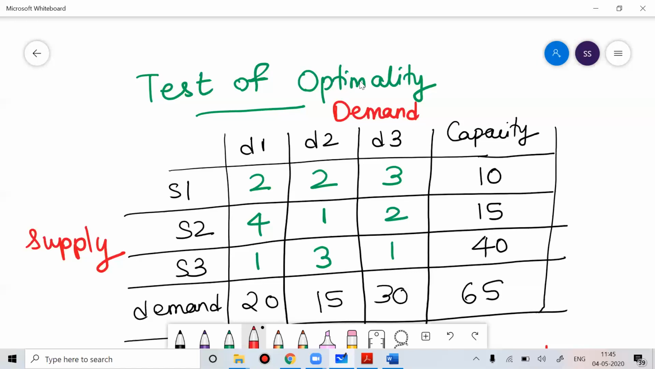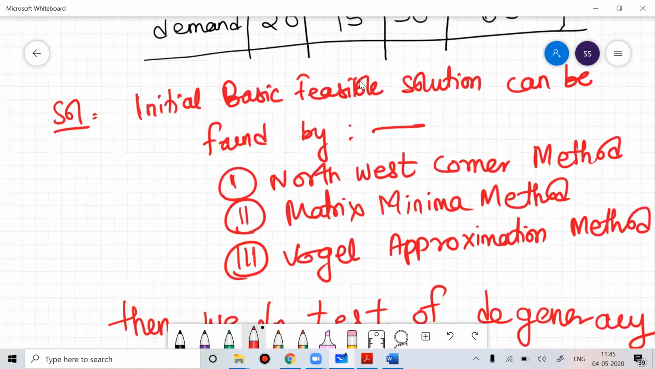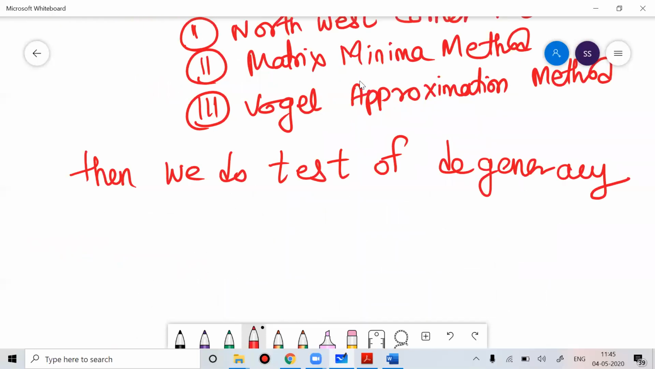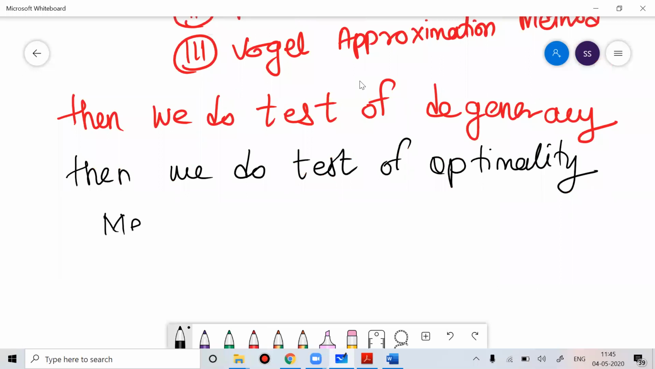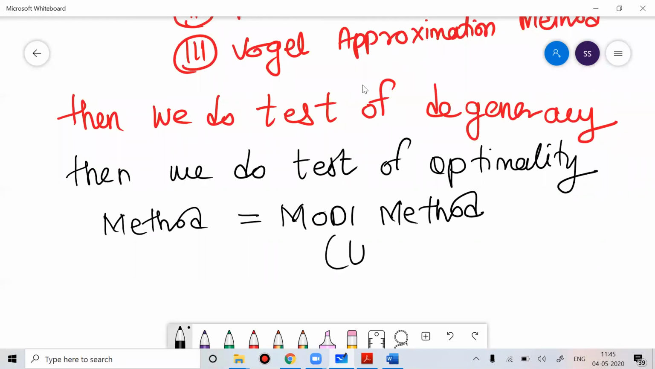Once you find the initial basic feasible solution, then, as I taught you in the last class, we do the test of optimality. In order to do the test of optimality, we follow a method. There are two methods: one is the stepping stone method and the other is the modified distribution method. Normally we follow the modified distribution method. Another name of the modified distribution method is the UV method.